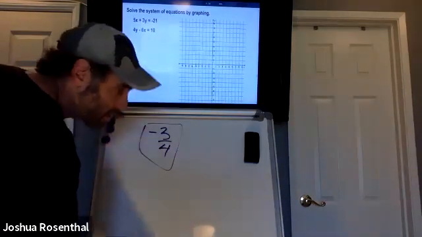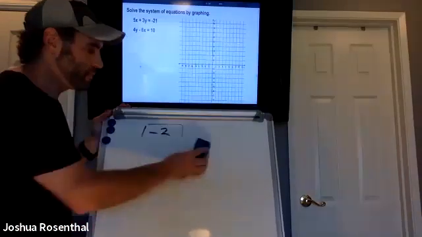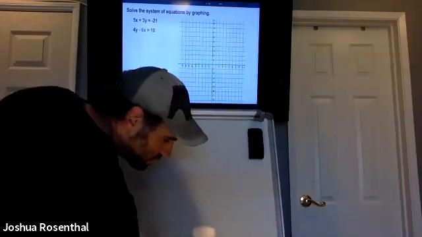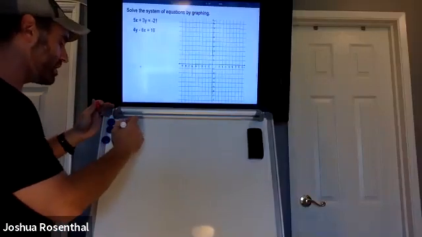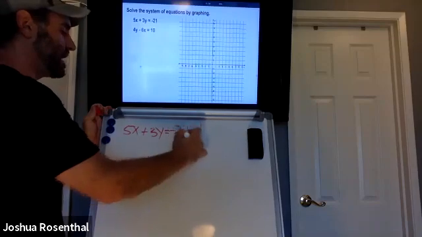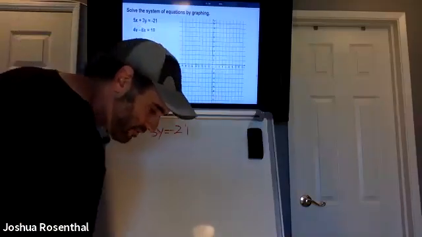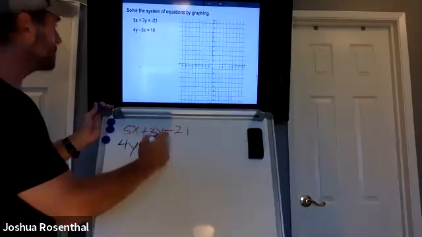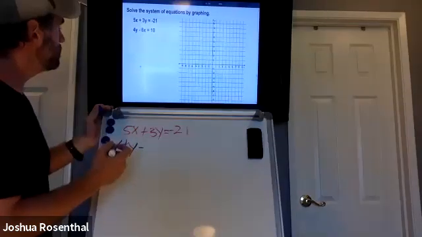So they want us to solve this system by graphing. And I'll write the two equations here. First equation is 5x plus 3y equals negative 21. And I can quickly see they are in what form? Standard. They're in standard form. So I'm going to graph using intercepts.